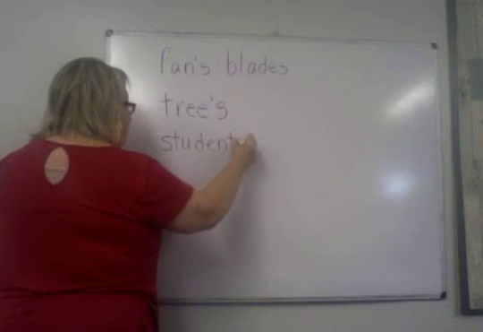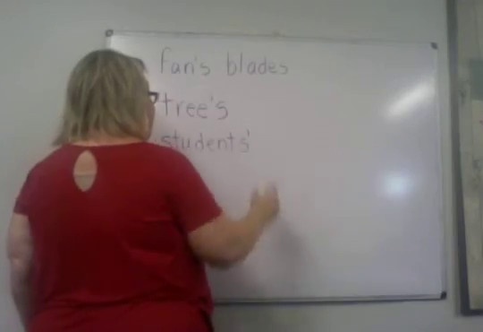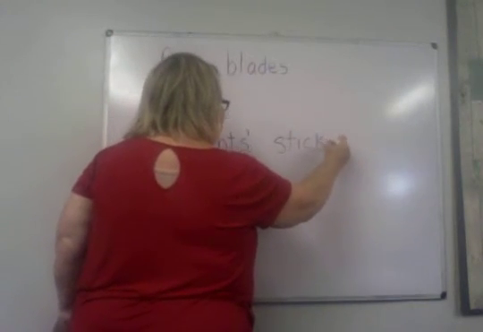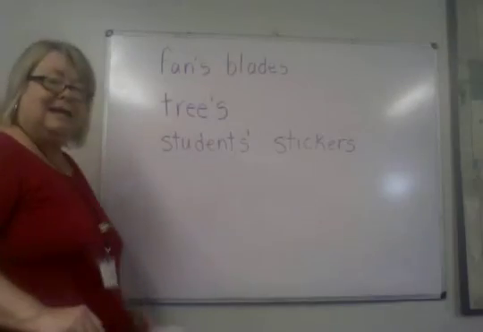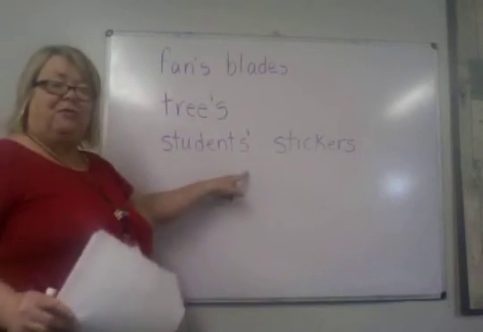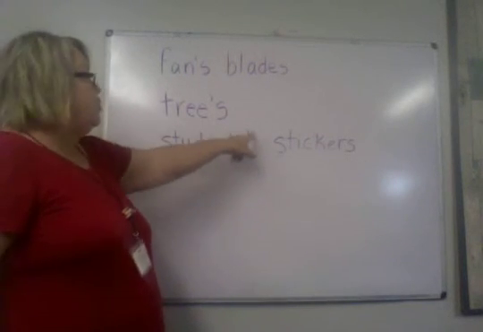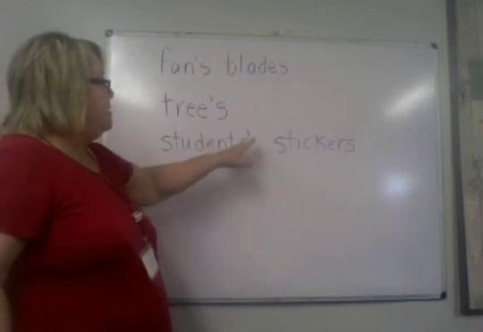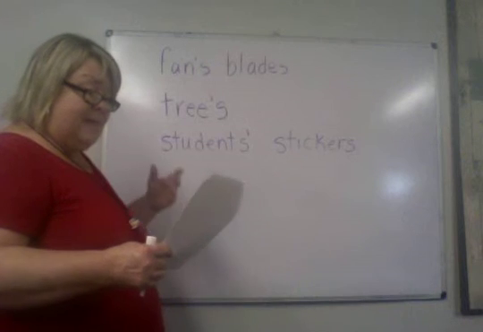Students, more than one, but they belong to the students. The stickers do. So students' stickers: more than one student with an S on the end and an apostrophe after that. Because it's plural, there's already an S there, so you just add an apostrophe. You don't say S apostrophe S, it's just S apostrophe. And that shows ownership.